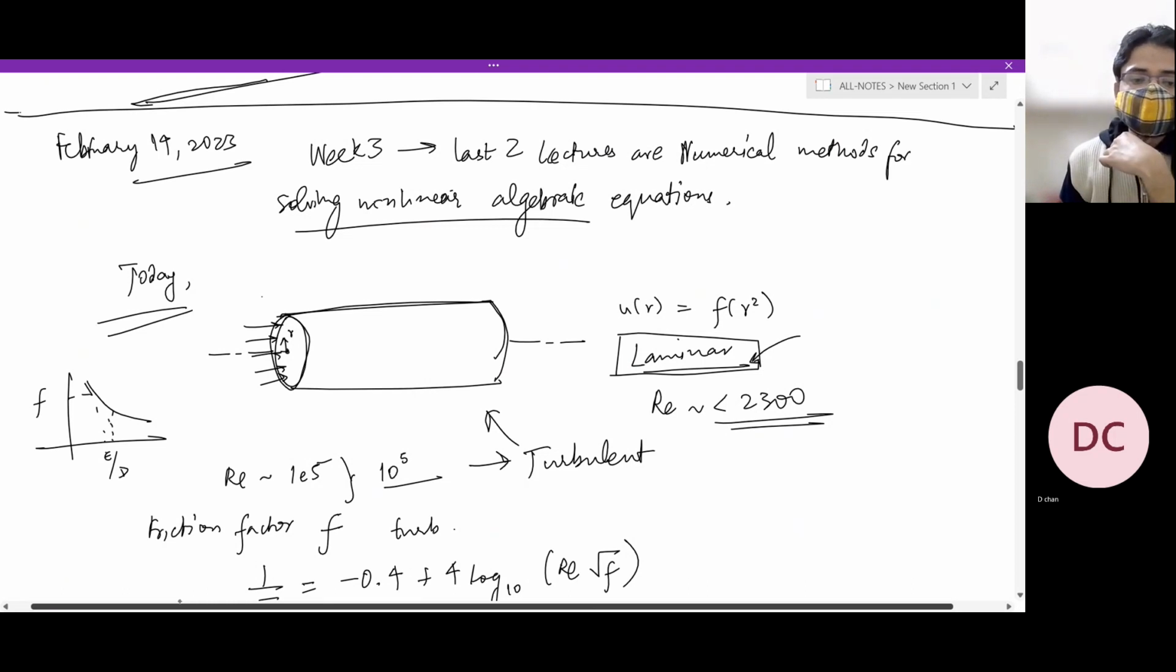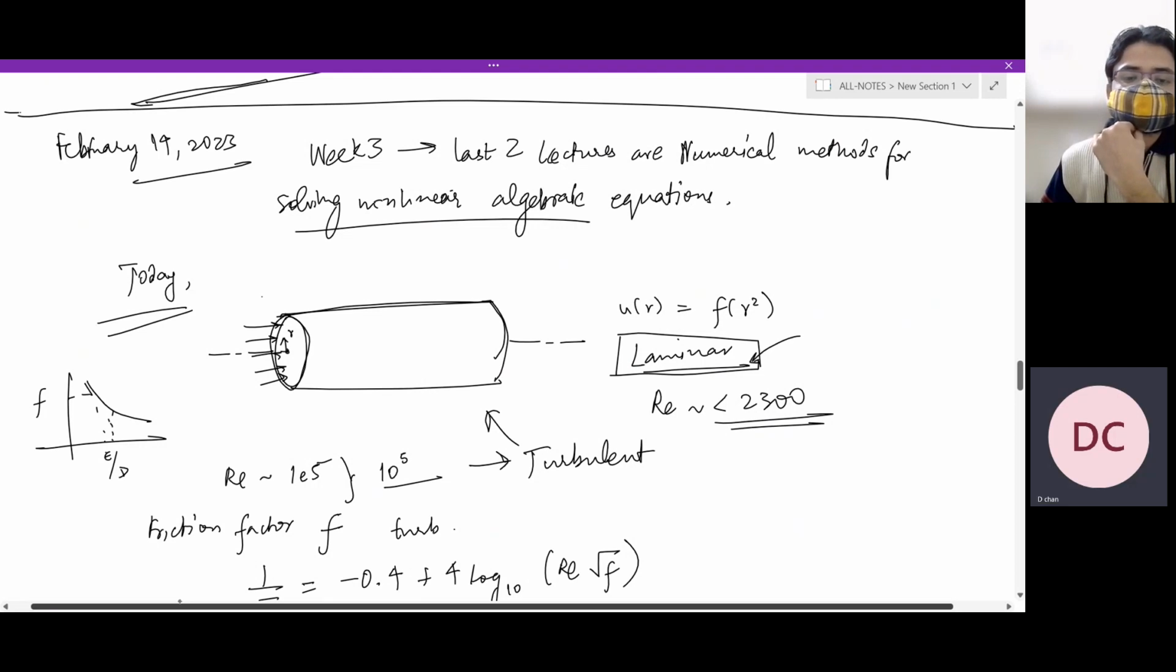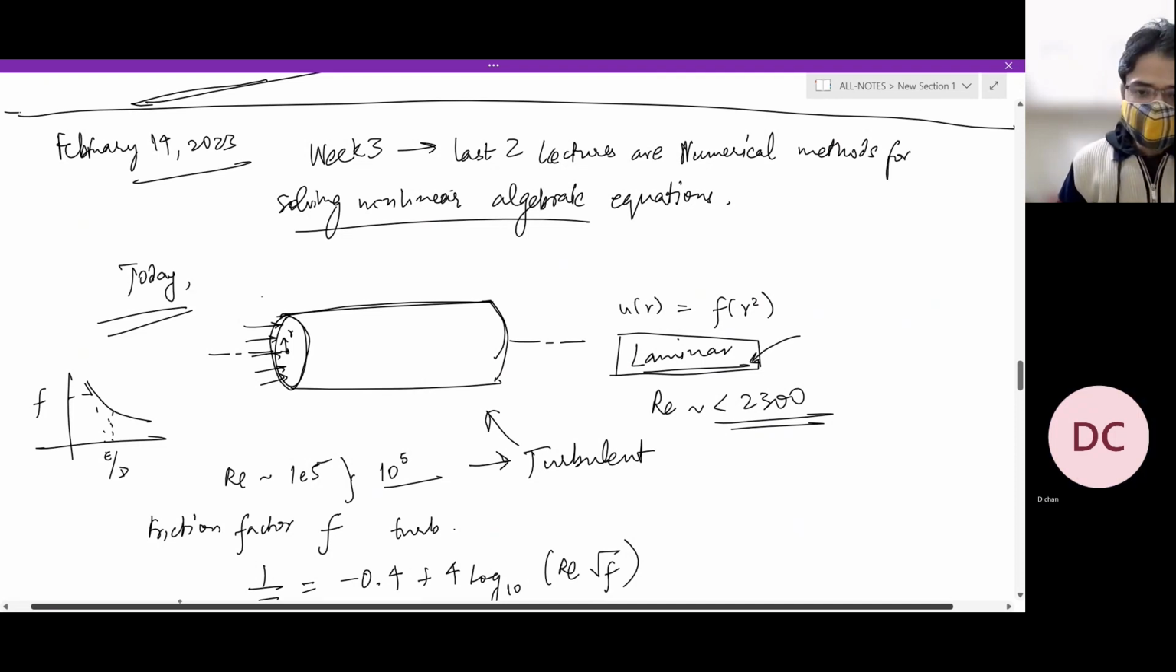Do you know about it? Have you done any course in fluid mechanics or something? Yes, sir. I am a chemical engineering student, sir. I'm right now doing PhD, sir. Okay, that's great. That's perfect. So, you know about laminar flow, right?